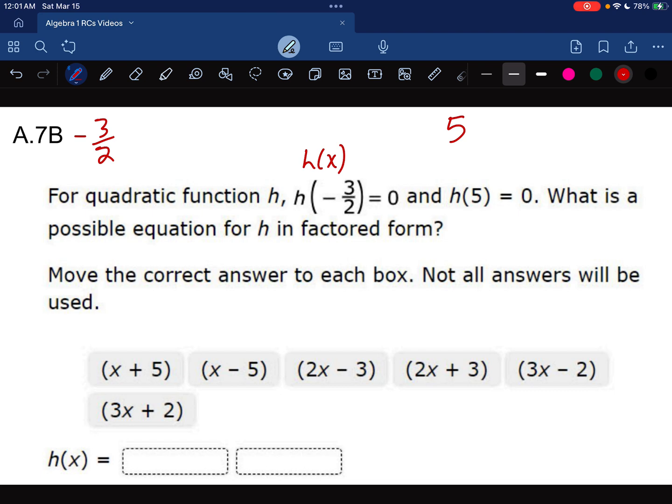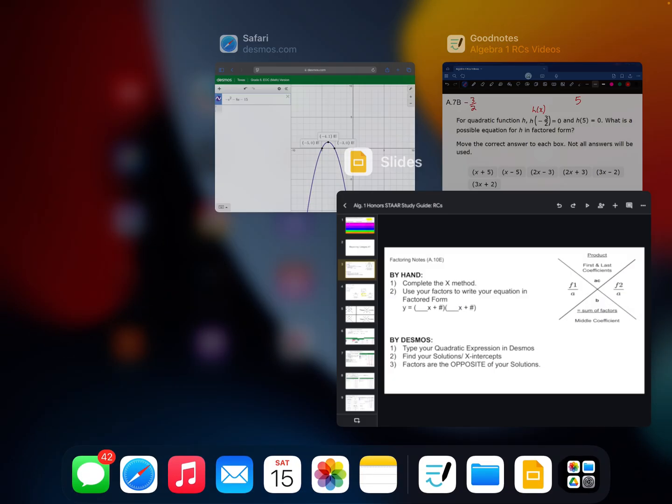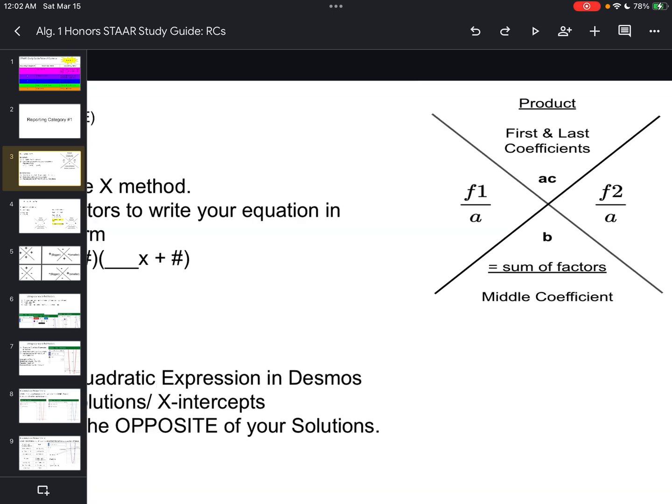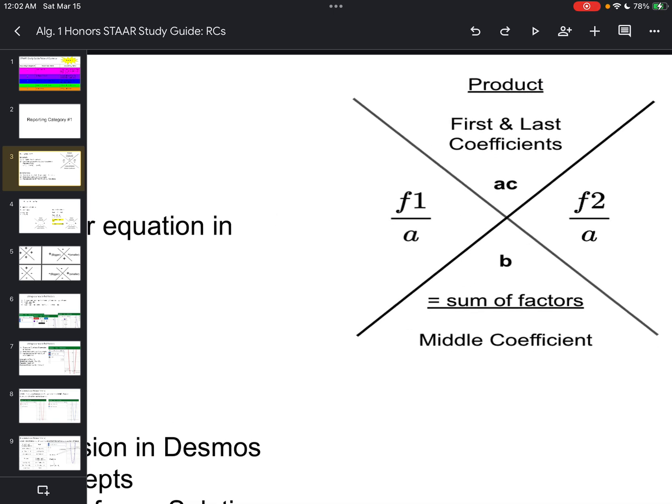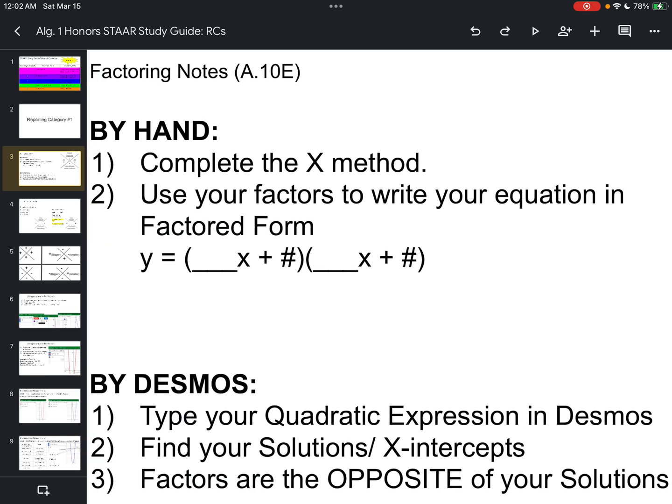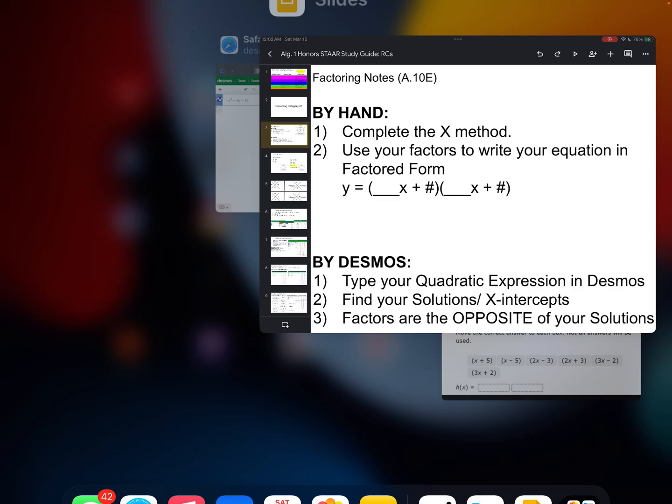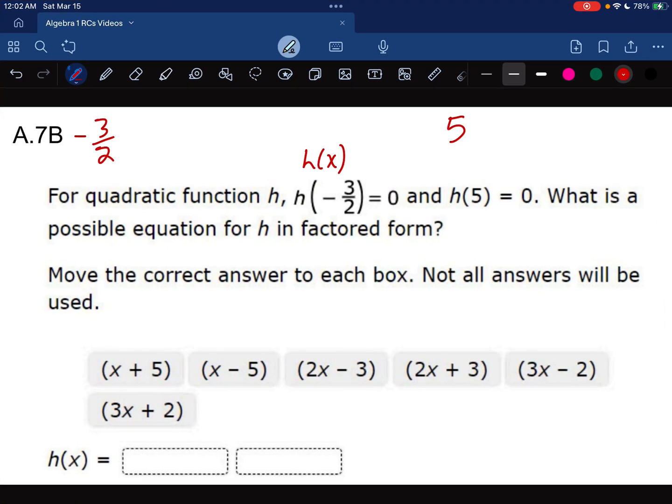So if we look at our notes, or even something related when we're doing factoring, you may be familiar with when we did this and you had your x method. So remember, as you do this, we have f of 1 over a, and that kind of helps us when it comes to our factor form. All right, so let's go back to the problem. So we know that it would be f1 over a. In this case, this would be f2 over a.